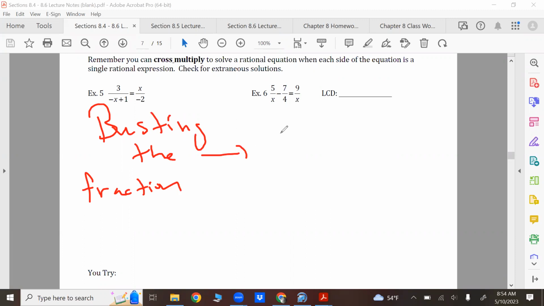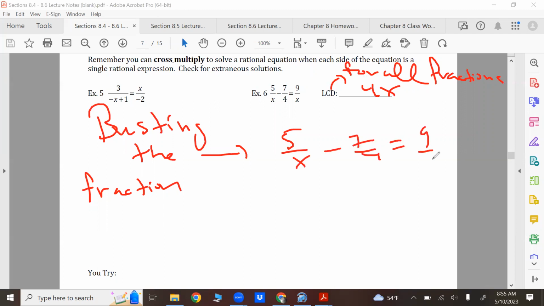How do I do that? What you do is you find the LCD for everything. No, that's just what I call it. So what's the LCD for everything here? Everything. 4x, right? So this is what you do. 5 over x minus 7 over 4 equals 9 over x. You multiply everything by 4x.